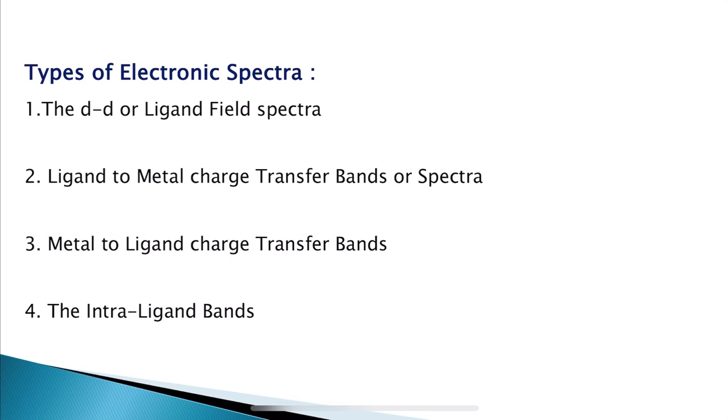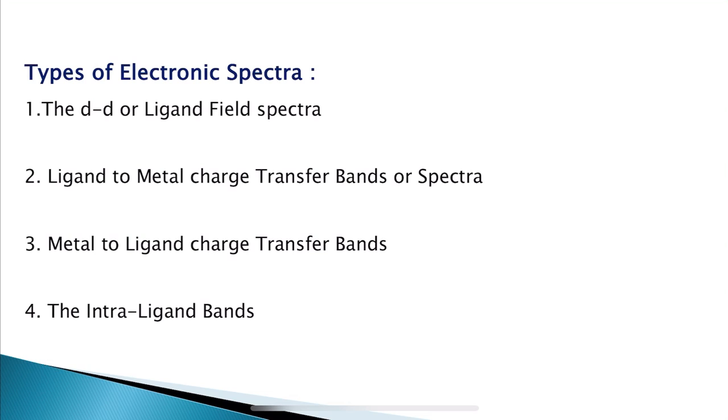As I said, all these electronic spectra occur in the presence of electromagnetic radiation. The ligand field spectra occur in the near IR, visible and UV regions, between 10,000 to 30,000 centimeter inverse, or in nanometers, 1000 to 300 nanometers. In this wavelength range we see ligand field spectra. Lower and higher frequencies are difficult to identify experimentally.